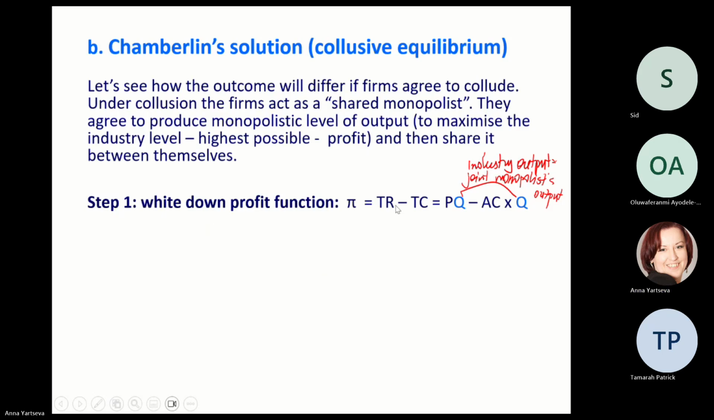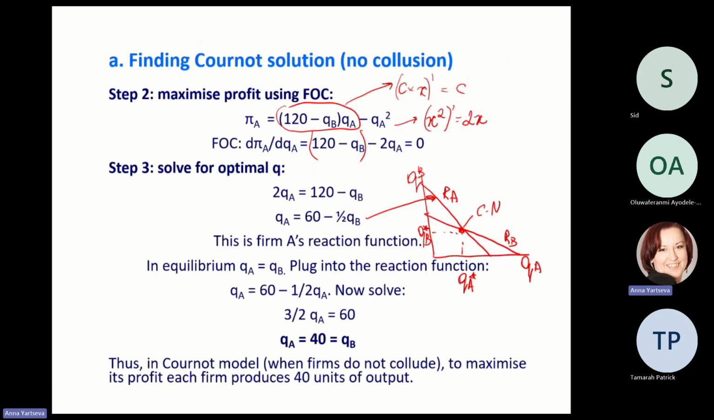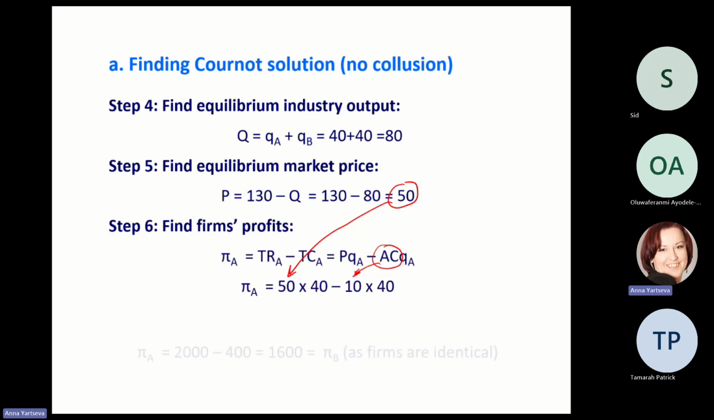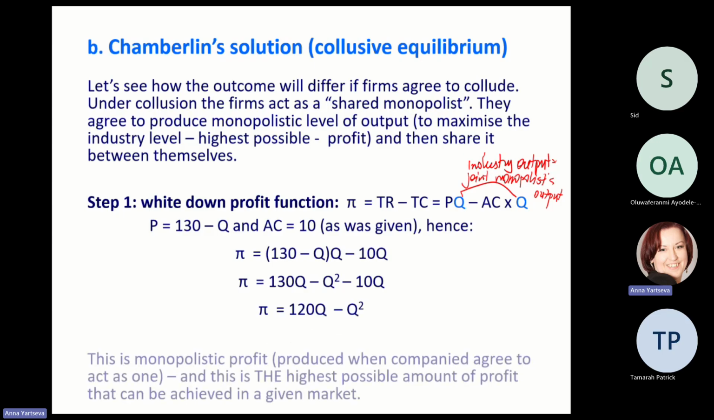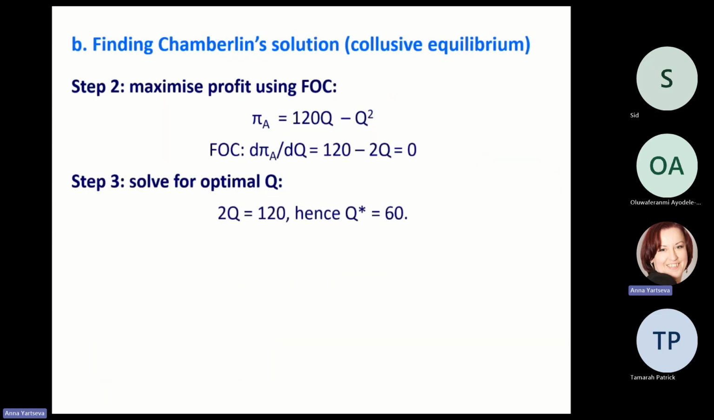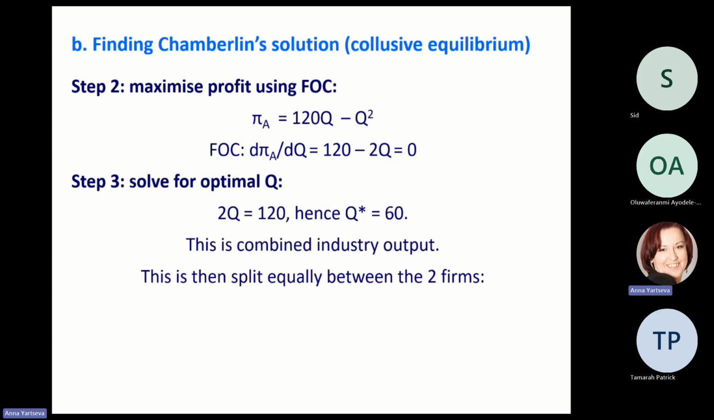If you remember what we've done for Cournot, in Cournot, each company produced 40, and together, combined as a joint production, they've produced 80 units of output. Now, if they agree to work together in Chamberlin's equilibrium, it's not 80 units, it's 60 units. So together, the companies are producing 60, which is going to be 30 units each. It's combined industry output. But in reality, they split it equally, but they don't have to.